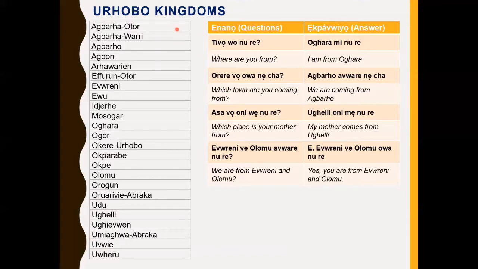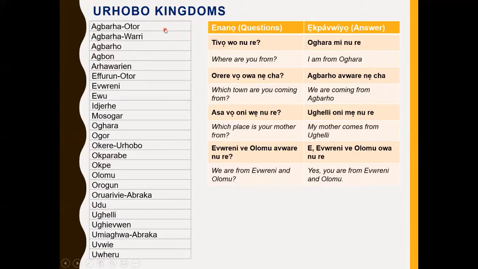So these are towns across Urhobo land. These are all kingdoms, the 24 kingdoms that make up Urhobo. So there they are. So you have Agbaroto, Agbarame, Agbarawori, Agbaro, Agbo, Arawari, Efruto, Ereni, Ewu, Igere, Mosoga, Ogara, Ogo, Okererubo, Okparebe, Okpe, Olomu, Orogo, Oraivi, Abraka, Udu, Ugeri, Ujere, Umiawa, Uvia, and Uweru. So these are the different towns across Urhobo land, the 24 Urhobo kingdoms.